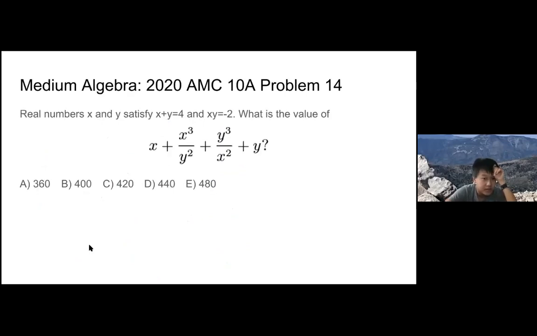Let's move on to medium examples. Medium algebra. Real numbers x and y satisfy x plus y is 4 and xy is minus 2. What's the value of this expression? Does anyone have any ideas how to do this problem?